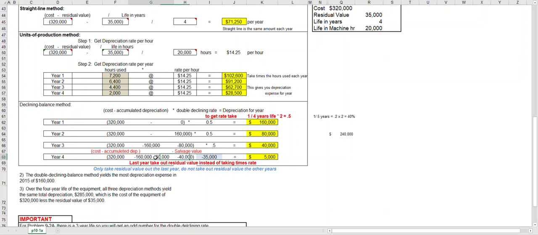Oops, I'm sorry, I think I misspoke on the amounts: it's minus $80,000 for year 2 and minus $40,000 for year 3. Then I subtract $35,000 for the salvage. I do not take it times the double declining rate, and that gives me $5,000.